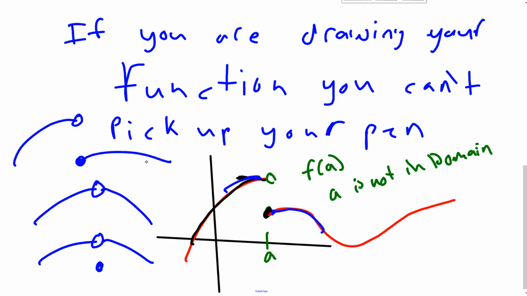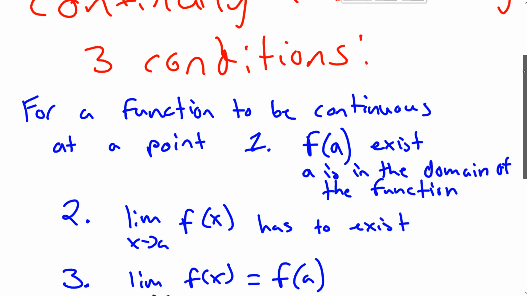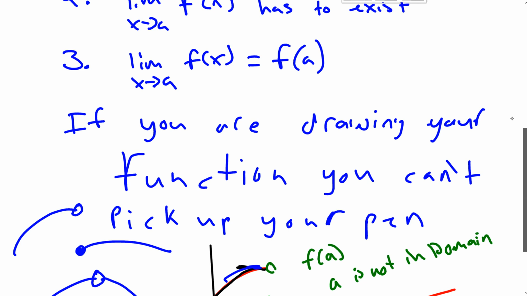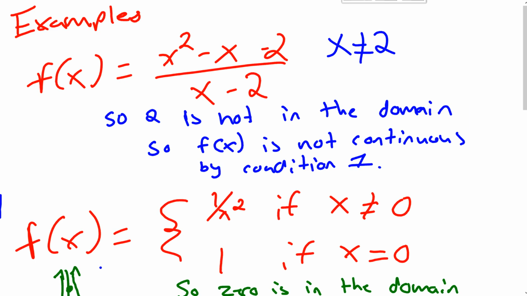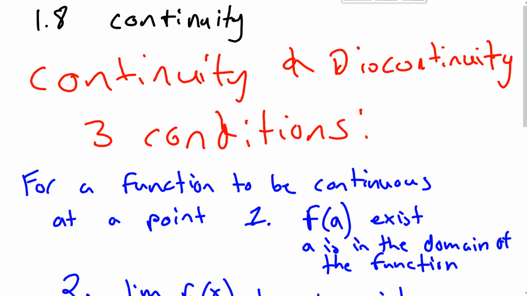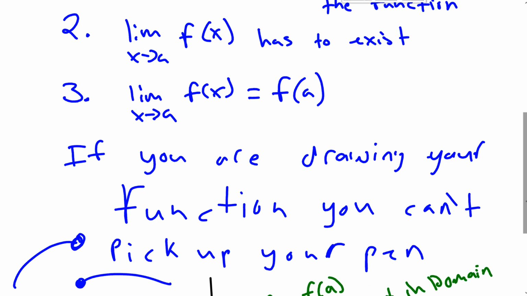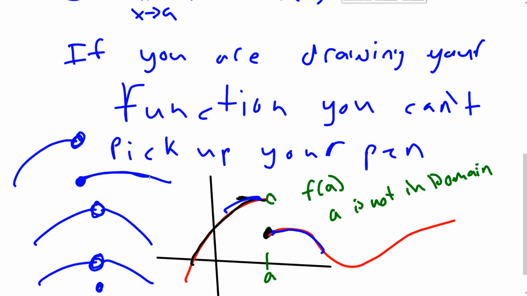Those would be the three conditions for a function to be continuous. But for all practical purposes, it would just be that you can't pick up your pen. Anytime I had a circle, I had to pick up my pen and make a circle. Down here I had to pick up my pen and put a point. So that's not going to work. And the final one, I had to pick up my pen in order to draw that second part of the graph. So for all intents and purposes, if you pick up your pen, then it's not continuous.